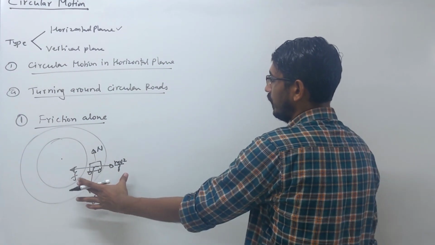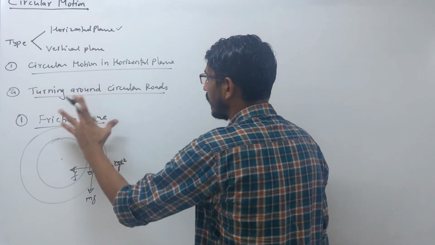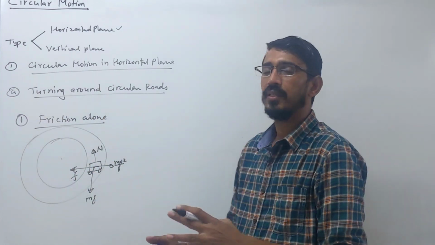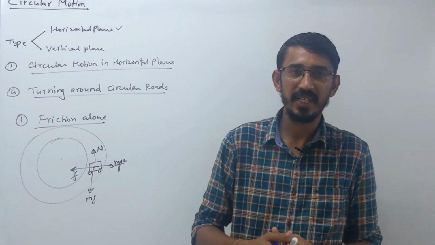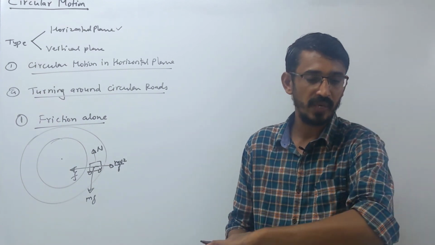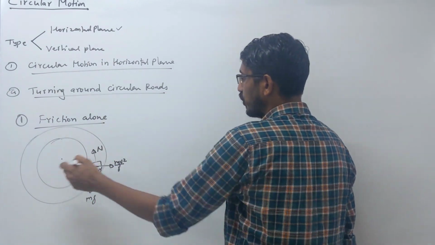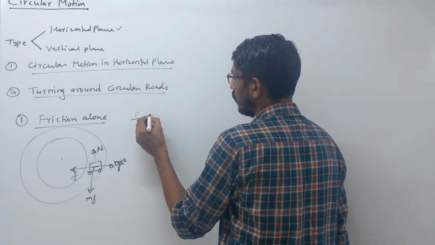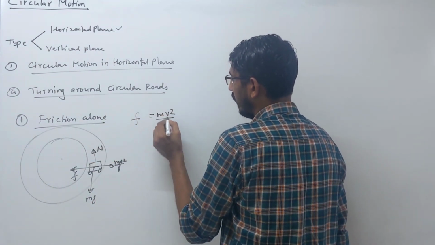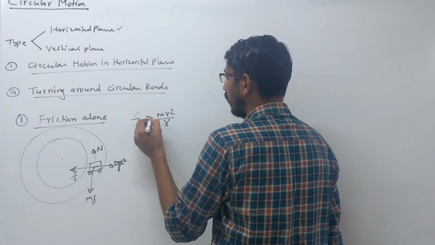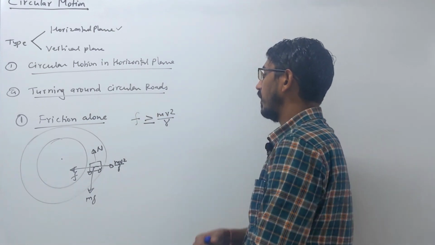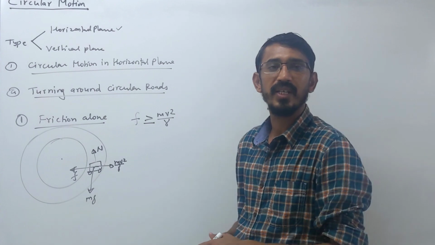So let's write. We are always trying to know what the condition is so that our vehicle does not skid on this road, and we move safely. So these forces should be balanced. Friction force should be at least equal to mv square by r, your centripetal force, so that your vehicle does not skid.